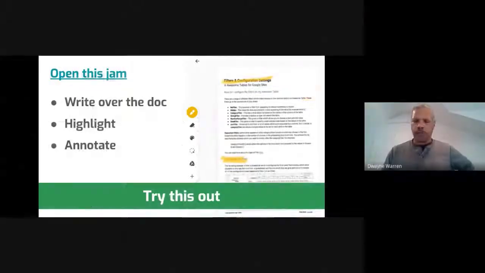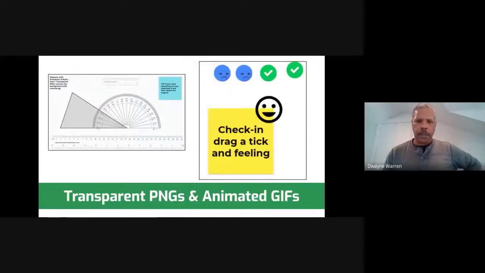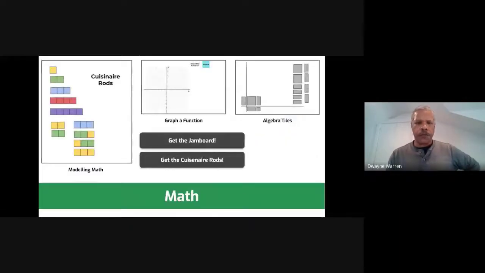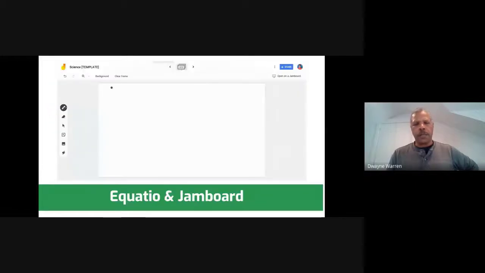Touch screen, you can write over a document, highlight, annotate. There are lots of great features that you can go out and get. You can get transparencies. You can add animated GIFs to your Jamboard. If you Google Cuisenaire rods and Jamboard, you can find a Cuisenaire template if you're using that for lower grades. If you're doing upper grade math, you could find graph functions and algebra tiles.